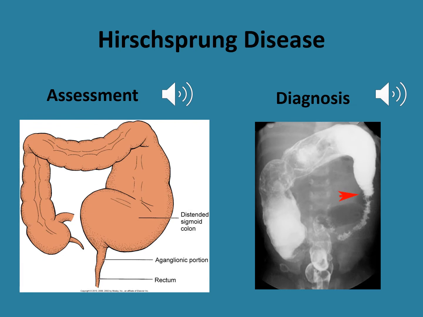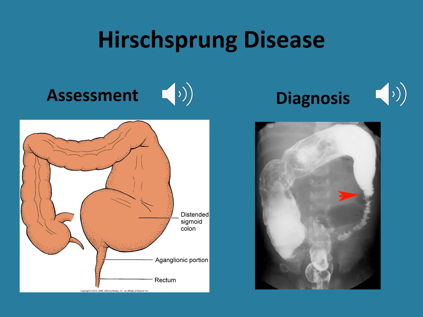So again, on the picture that's underneath assessment, you can see a better portion where it's at least a little bit more labeled, where there's the rectum, and right prior to the rectum is the aganglionic portion. Again, that's lacking those ganglion cells or those nerve cells in order to have peristalsis through there. And then up before that is your distended sigmoid colon, and because stool will collect there, it creates an obstruction, and what will then happen is it just backs things up, creates abdominal distension.